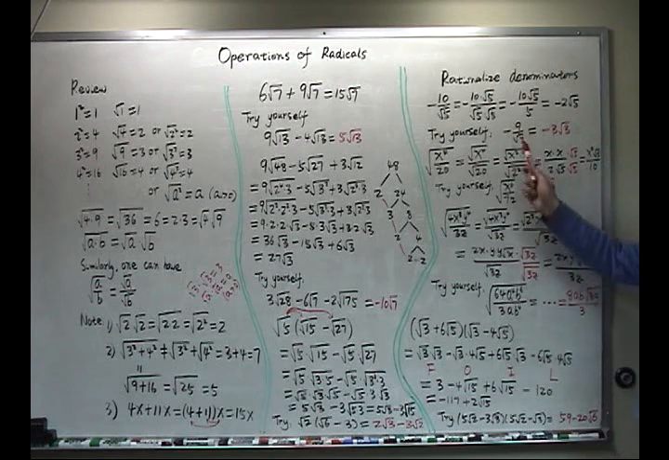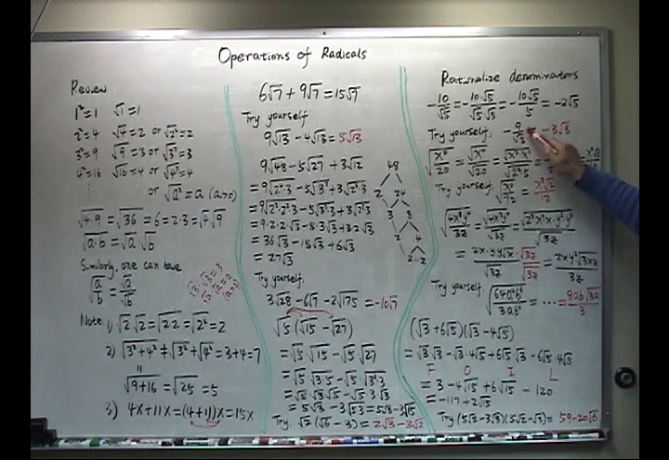Okay. Try this one yourself. Both numerator and denominator multiplied by radical 3. So you have a radical 3 upstairs. Downstairs you have a radical 3 times radical 3, which is 3. And 9 divided by 3 is 3. So negative 3 radical 3.